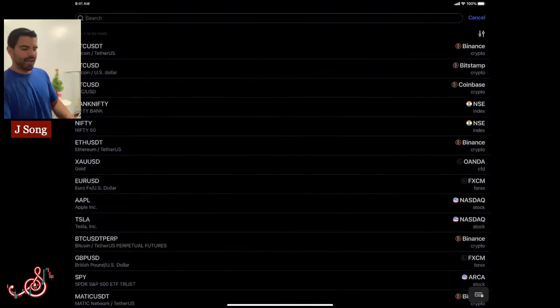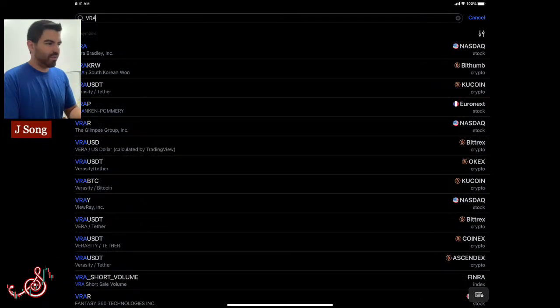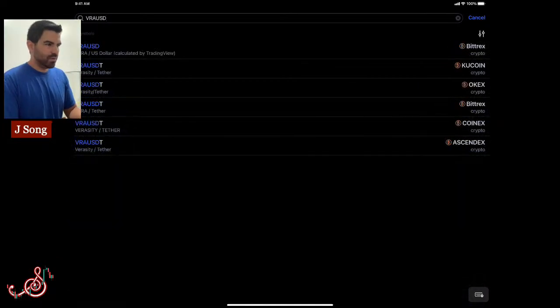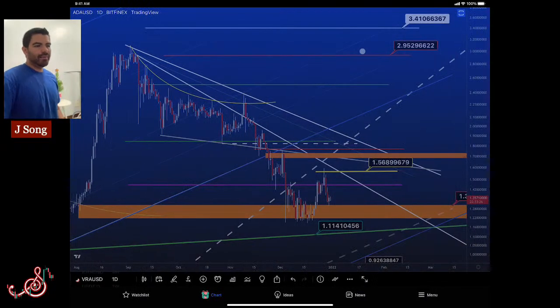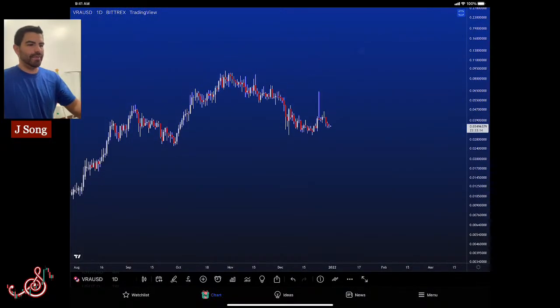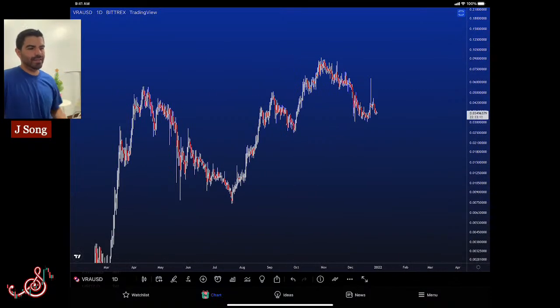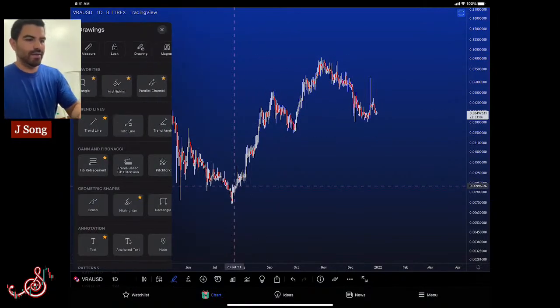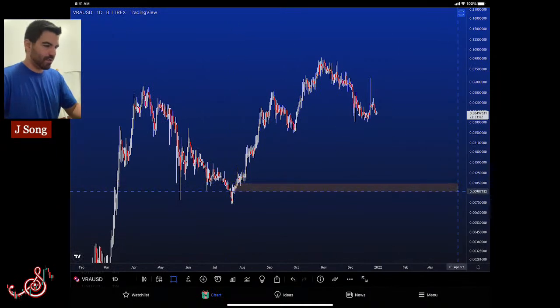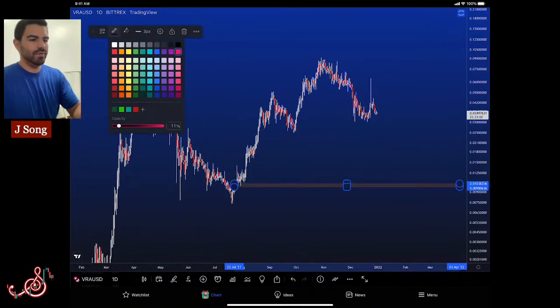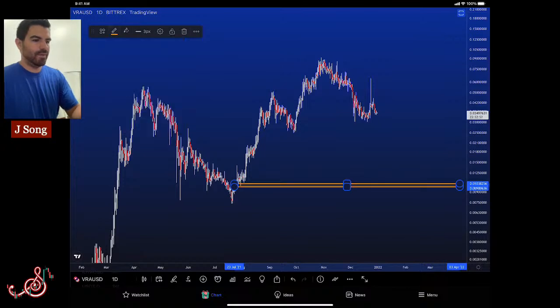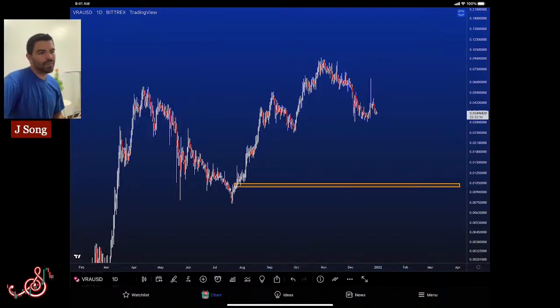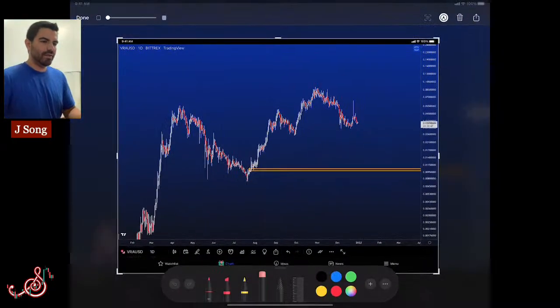VRA, VRA. I don't think I've done a VRA before. VRA on Bittrex. All right. Oh, this is kind of fun. You are gonna have a sword cut here. This will not be so much of a tutorial, but you are gonna have a sword cut here. Okay, that's one. We're gonna get some. Oh, you're gonna have some fun here today.